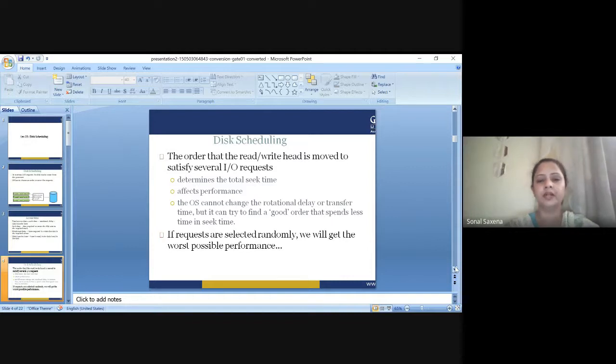Now, the order in which the read and write head is moved to satisfy several input output requests determines the total seek time, and it affects the performance. The OS cannot change the rotational delay or transfer time, but it can try to find a good order that spends less time in seek time. So, if requests are selected randomly, we will get the worst possible performance.